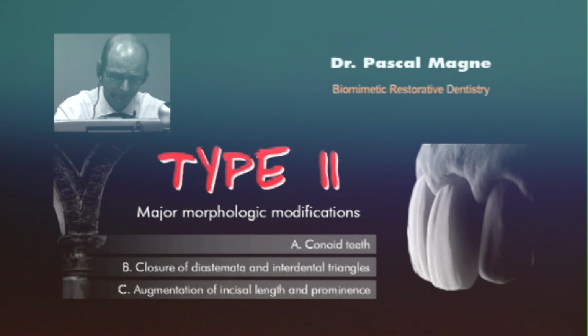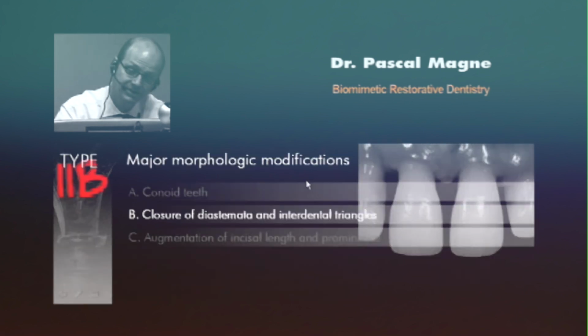Type 2 are going to be situations where we start replacing a certain amount of tooth substance in the proximal, or in the incisal, or in the buccal. It's like rebuilding the morphology, the correct morphology of the tooth. And my favorite cases are these patients with periodontic problems.